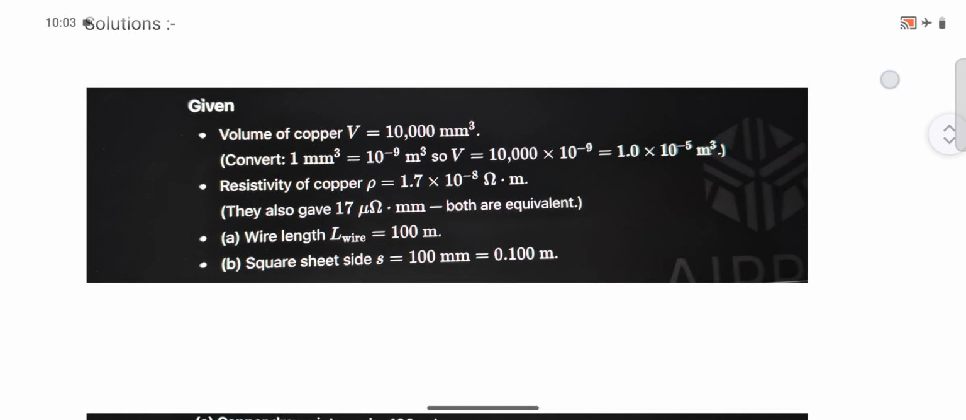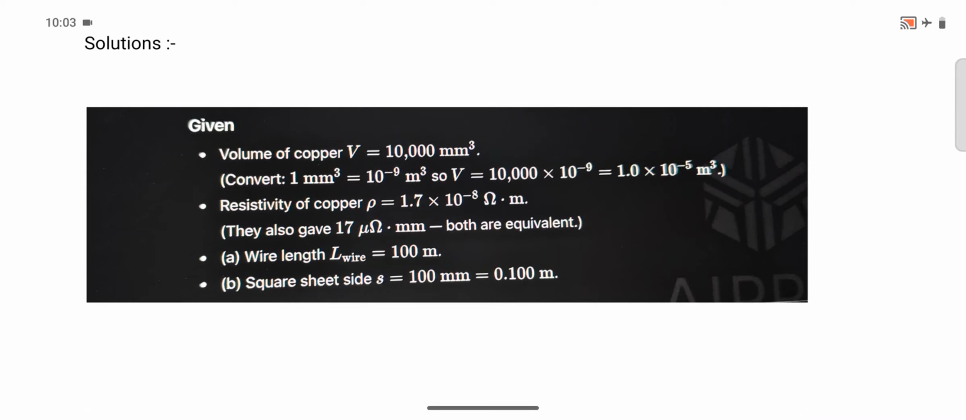The data we have been given in the question: resistivity is given, not resistance. The volume of the copper is 10,000 millimeter cube, so we can convert it into meter cube. It is given in millimeter cube. Resistivity of copper is also given, the length of the wire is given, and the side of the square sheet is given.